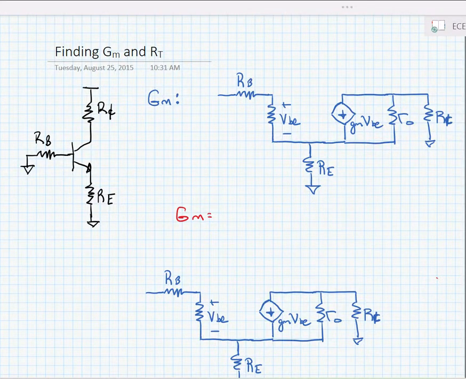Okay, in the last video, we noted that the voltage gain of an amplifier is generally given by the form minus GM times RT. So we're going to look at finding GM and RT and also some of the internal resistances of a transistor.